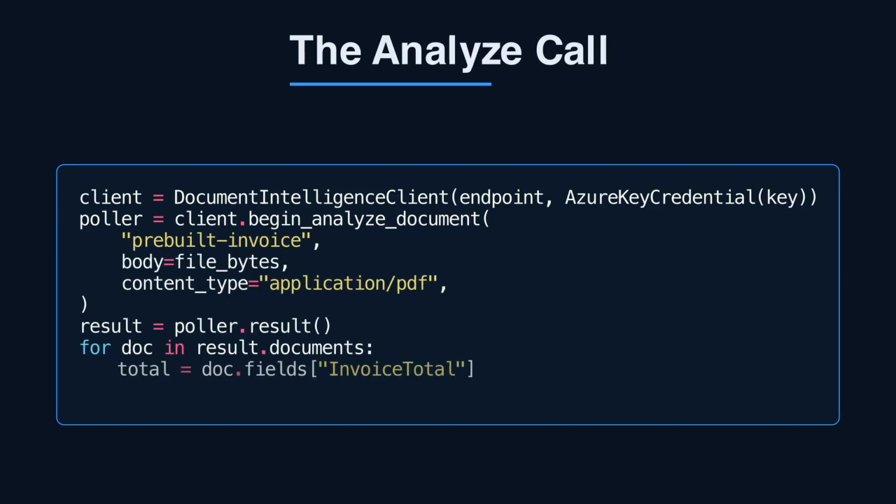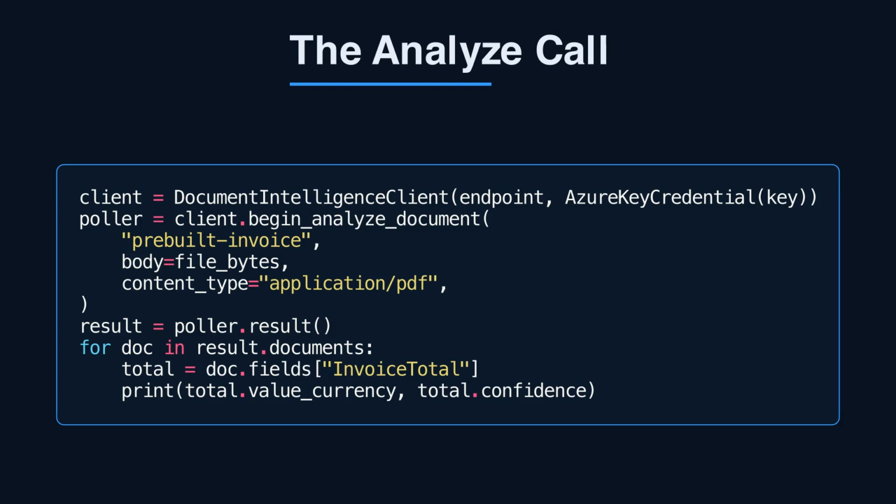The key thing to understand is that analysis is asynchronous. You call begin analyze document, which kicks off a long-running operation and returns a poller. You then call result, which blocks until the service finishes. For a multi-page PDF, that can take several seconds, so never wire this directly into a synchronous web request. Notice you pass a model ID like pre-built invoice and the raw bytes. The result gives you documents, each with a fields dictionary, and every field exposes both a value and a confidence.